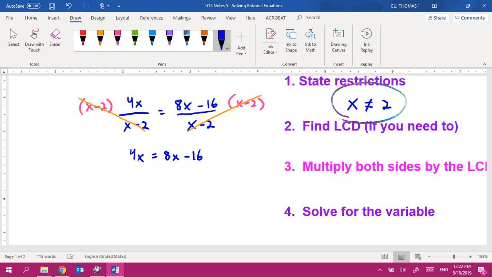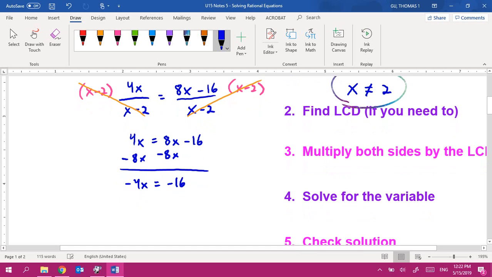All right, so the shortest way in 2 steps, you know, there's many ways you can do it, but just the shortest way in 2 steps, subtract 8x. So 4x minus 8x is what? So negative 4x equals negative 16. And then what do I do to finish this out? Divide by negative 4, so x equals?